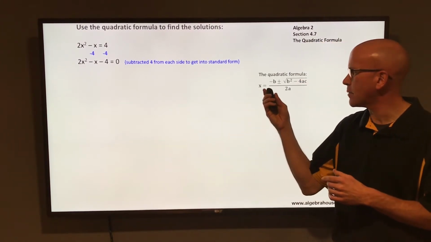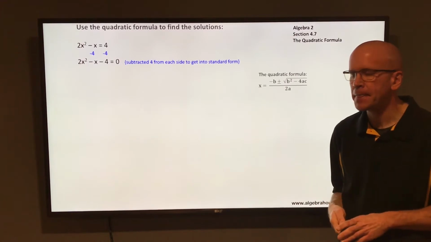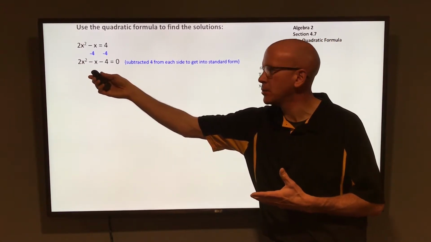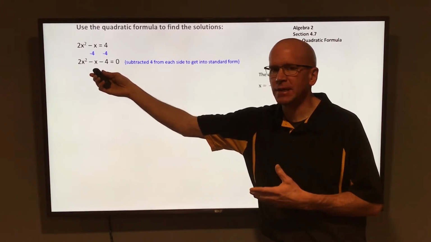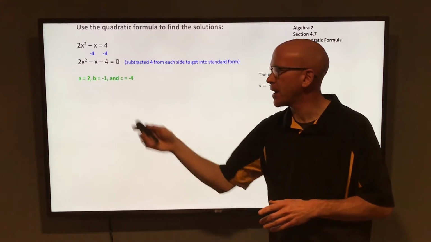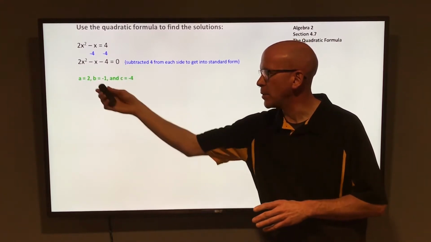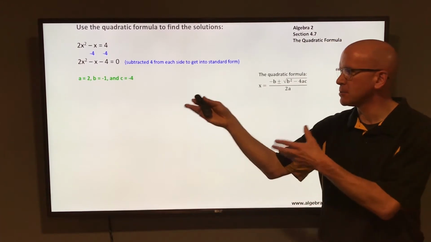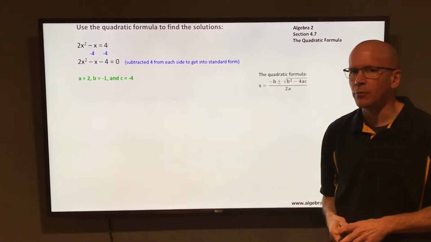If you notice, the quadratic formula has a, b, and c. A is the coefficient of x squared. The number in front of the x squared, in this case, it's 2. B is the coefficient of x. The number in front of the x, it's negative 1. And c is the constant term, the number without a variable, that is negative 4. So a is 2, b is negative 1, c is negative 4. Now we're simply going to substitute those in to this quadratic formula.